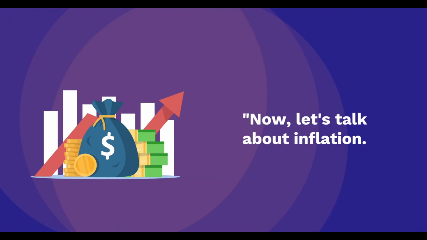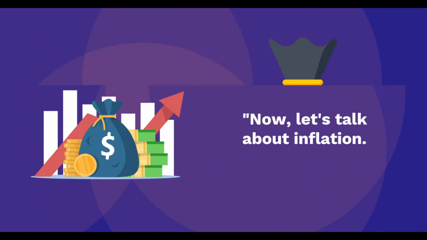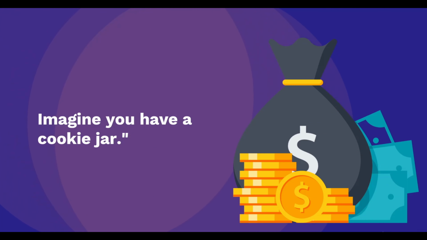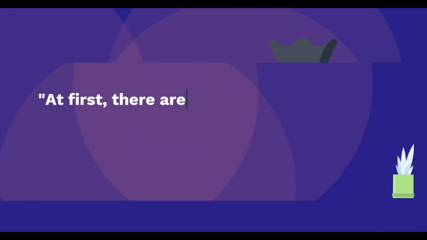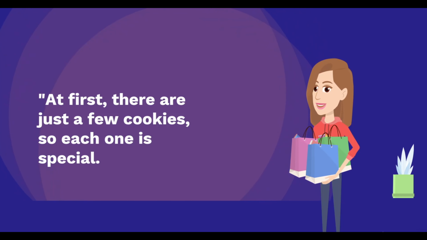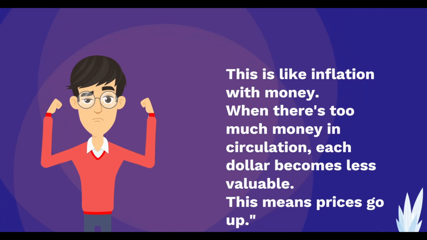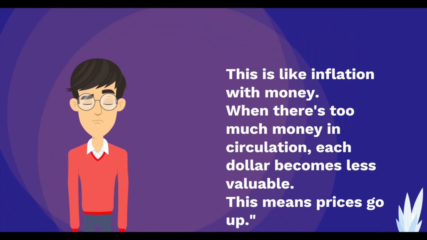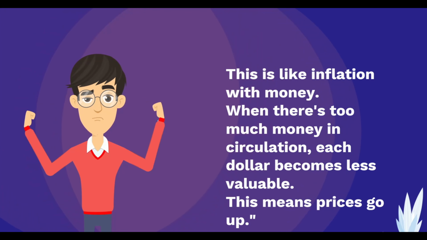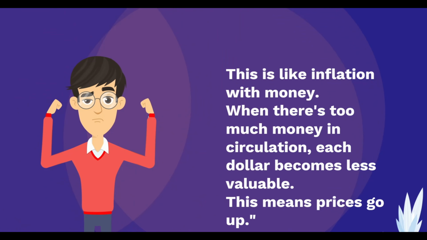Now, let's talk about inflation. Imagine you have a cookie jar. At first, there are just a few cookies, so each one is special. But what if we keep adding more and more cookies? The cookie jar overflows with cookies. Suddenly, each cookie seems less special. This is like inflation with money. When there's too much money in circulation, each dollar becomes less valuable. This means prices go up.